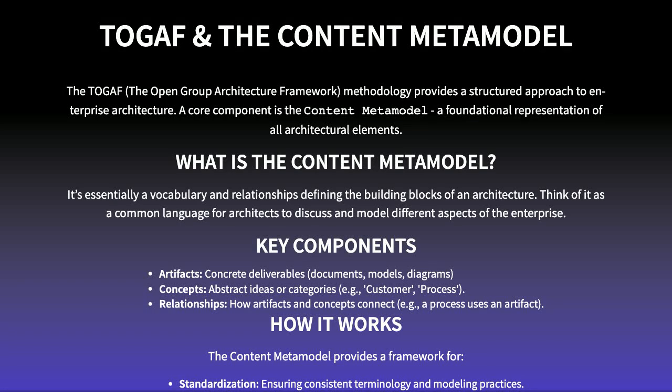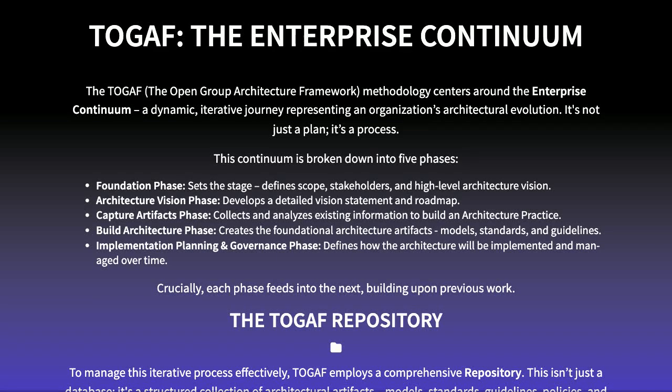Okay, let's talk about the really important piece of the TOGAF puzzle, the content metamodel. Basically, it's like a universal dictionary and grammar for architects, a shared language that helps us all understand and describe enterprise architecture consistently. It breaks down everything into building blocks: artifacts, which are things like documents or diagrams; concepts, which are abstract ideas like customer or process; and then the relationships between them. This framework ensures we can reuse components easily and track how different parts of our architecture connect back to business goals.